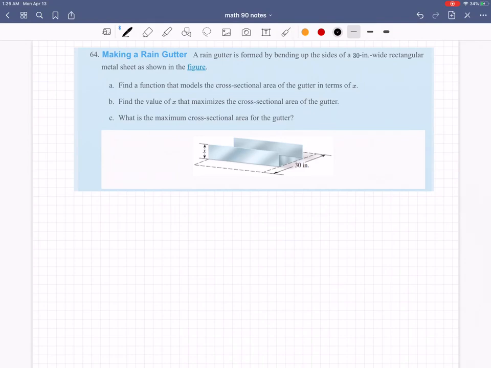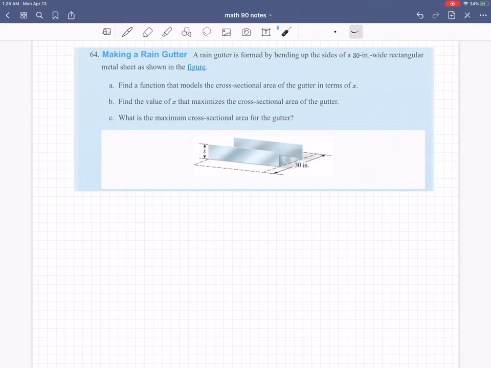I like this problem a lot myself, but it sometimes presents a little bit of a challenge to students, so I like to do it with my students. A rain gutter is formed by bending up the sides of a 30-inch wide rectangular metal sheet as shown in the figure. So imagine you started out with this rectangular sheet, and then you took the sides of it and you bent them up like so. So you ended up with this sort of shape, right? So you took the sides of your metal sheet and you bent them up.